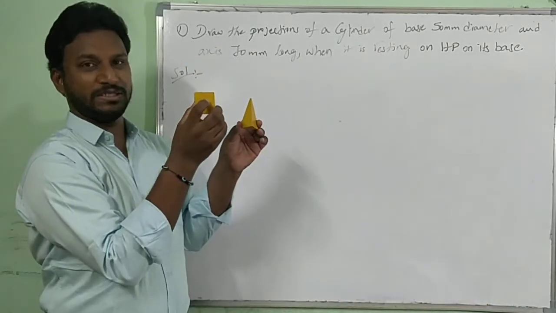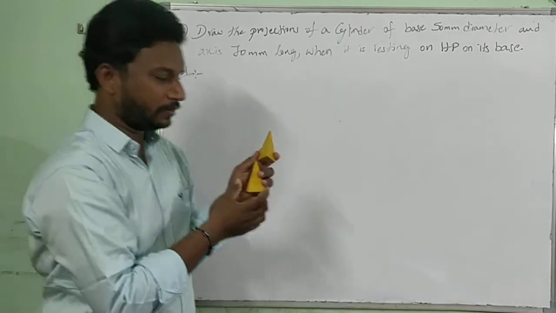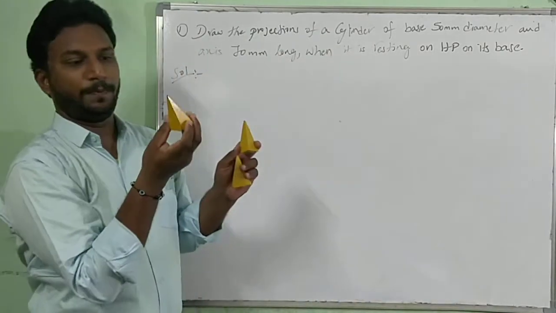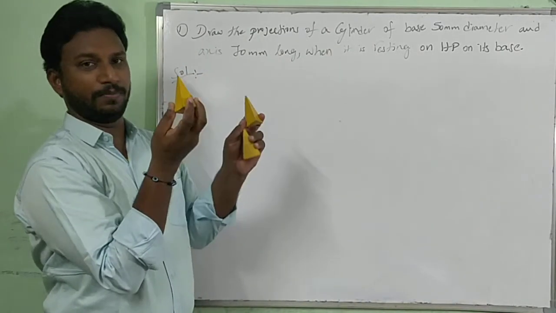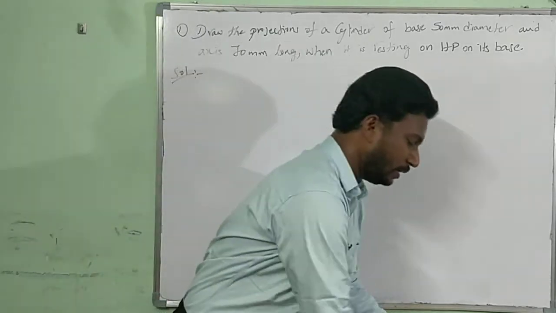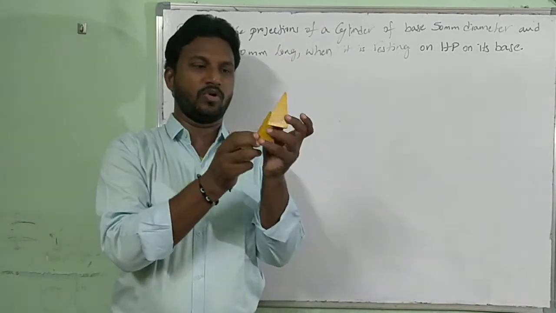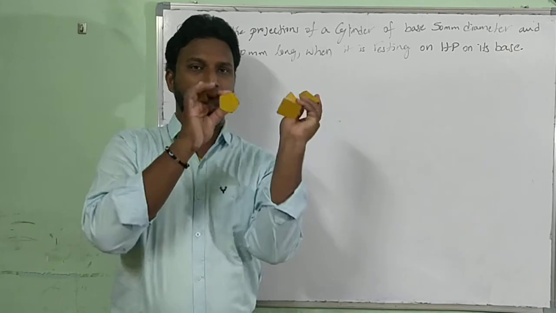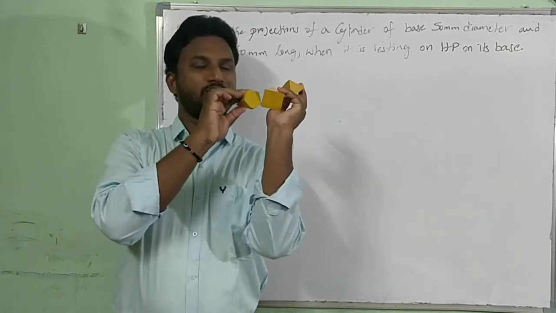Square pyramid, base is square. Pentagonal pyramid, base is pentagon. Same way hexagonal pyramid, right? See, triangle, square, pentagon.